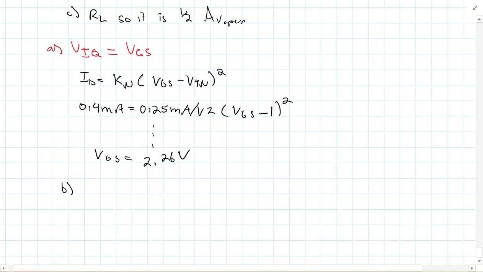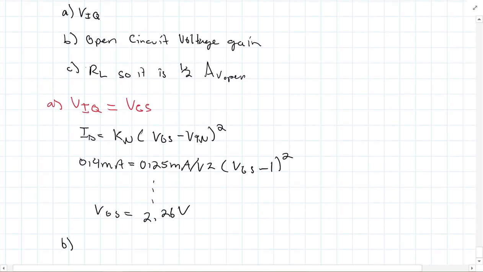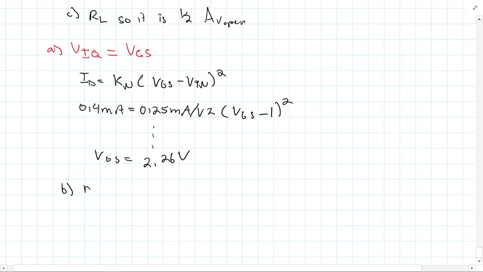So we're going to need to know all the different values here. We're going to need to know what ROP is and RON. Now they're going to be the same, because everything again is matched, but don't just assume they're the same. Make sure that you use the correct parameters here.